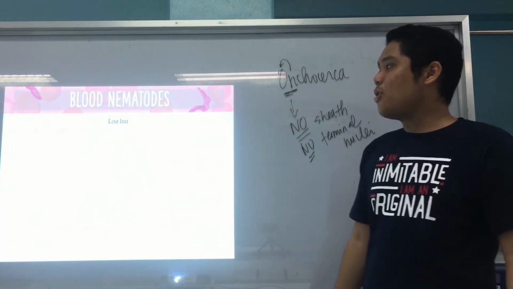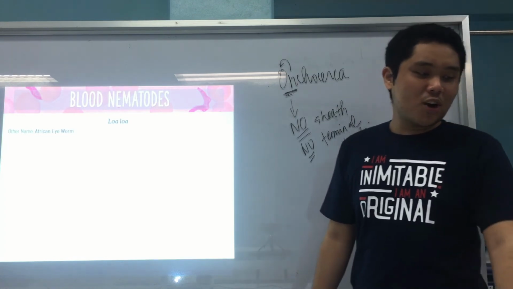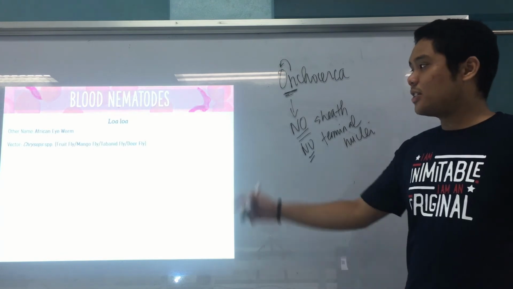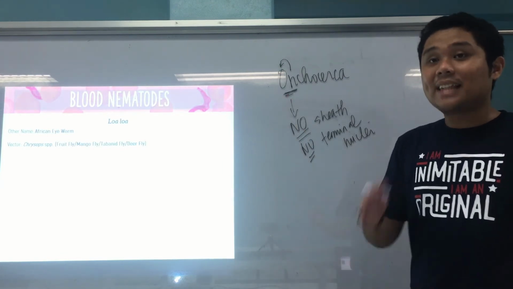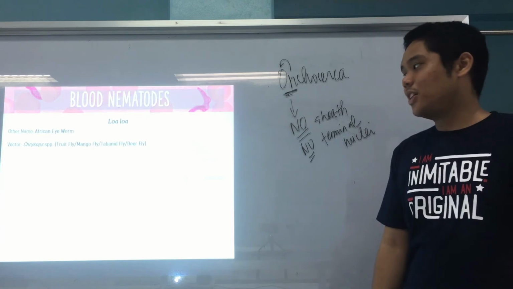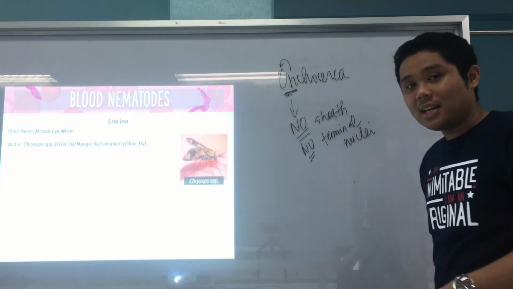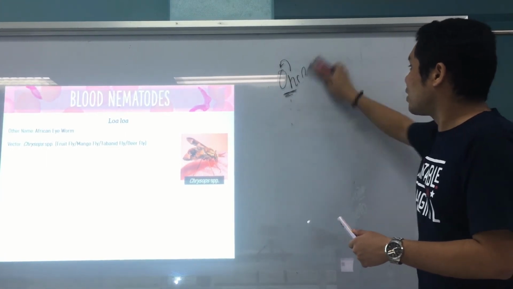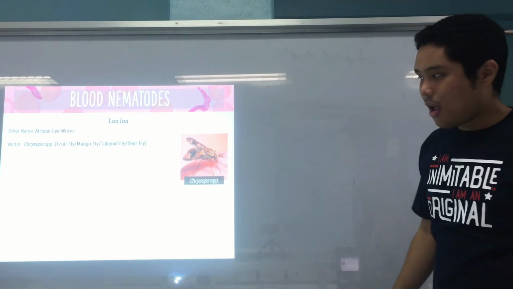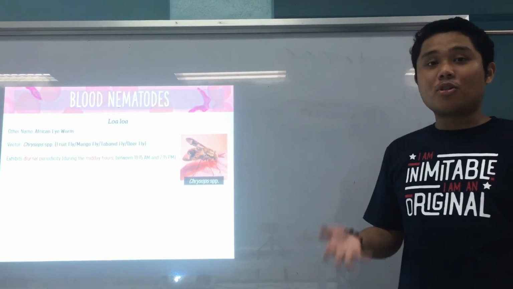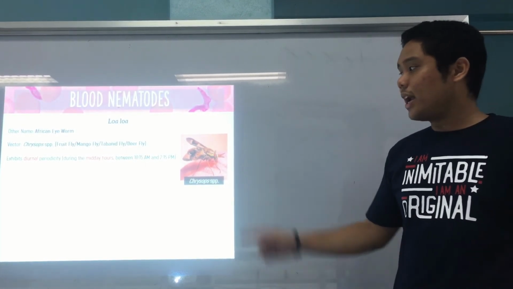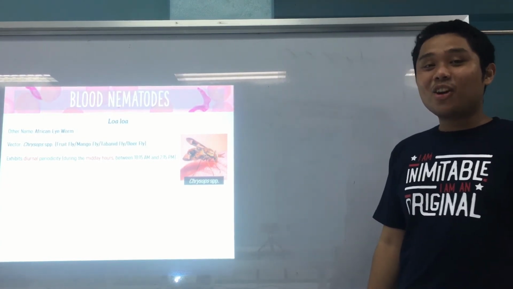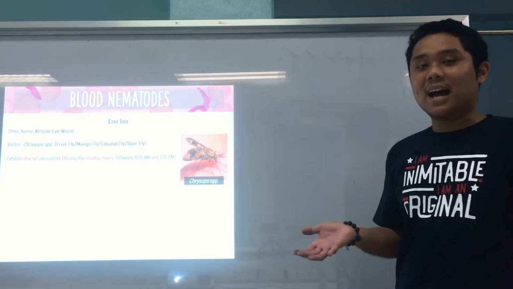Next, we go on to Loa. Loa is also known as the African eye worm. The vector is Chrysops spp, also known as the fruit fly, mango fly, tabanid fly, or deer fly. Here's an example of a picture. Again, it looks like a bee, but this is your fruit fly or tabanid fly, or deer fly. This one exhibits diurnal periodicity, meaning in the morning, 10:15 a.m. to 2:15 p.m. It's a very specific shift. Diurnal periodicity, so in the morning there are more in the system.